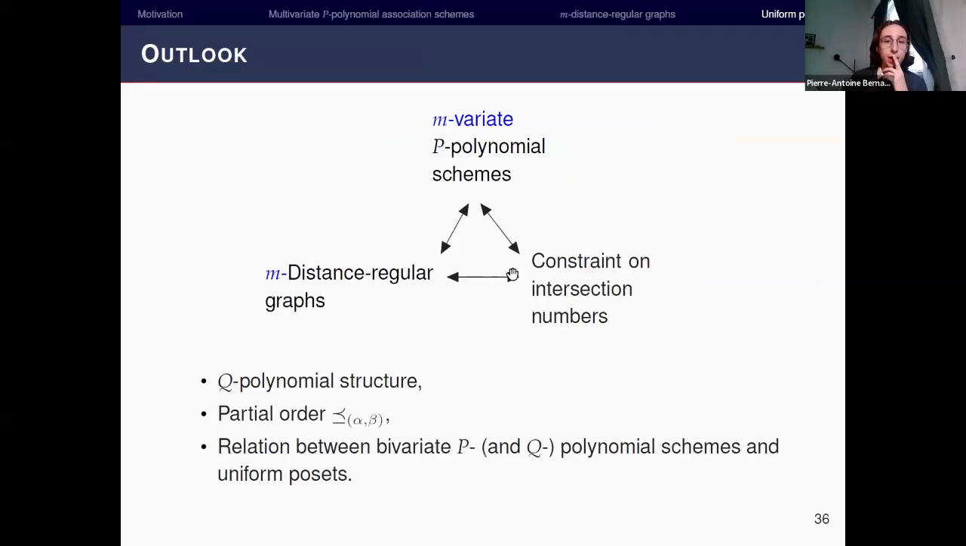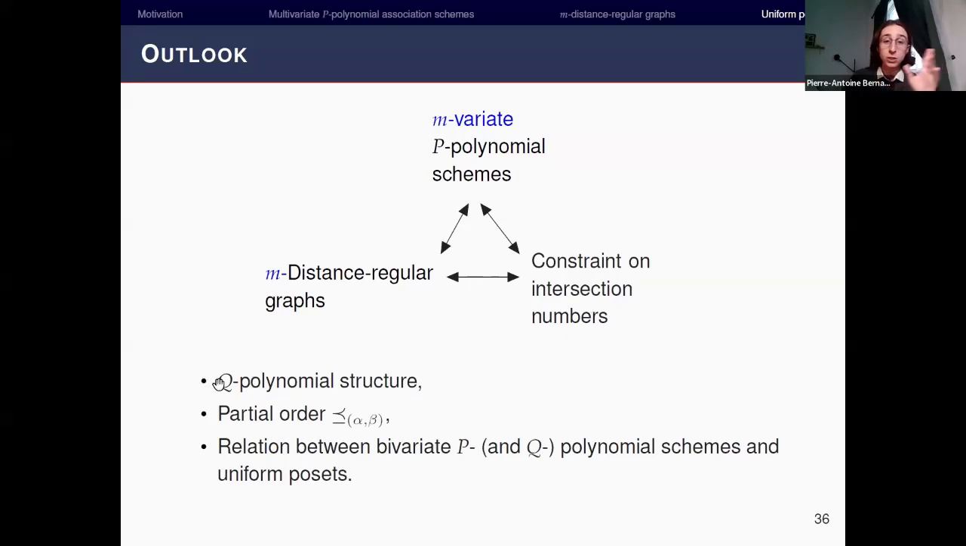This is just a quick outlook. Basically, the heart of the presentation was relating these three things: the M-variate P-polynomial schemes as introduced by Bannai, M-distance regular graphs, a generalization of distance regular graphs, and a constraint on the intersection numbers of these schemes.